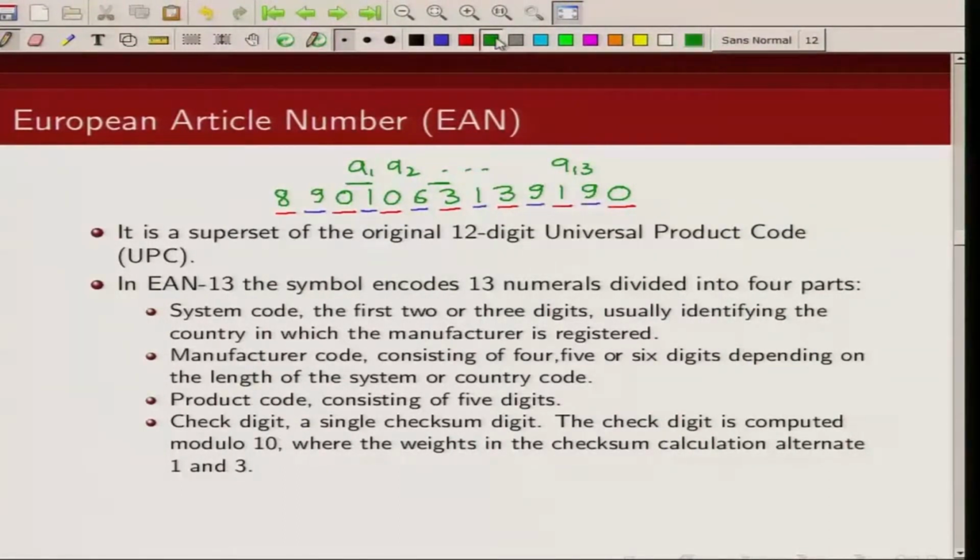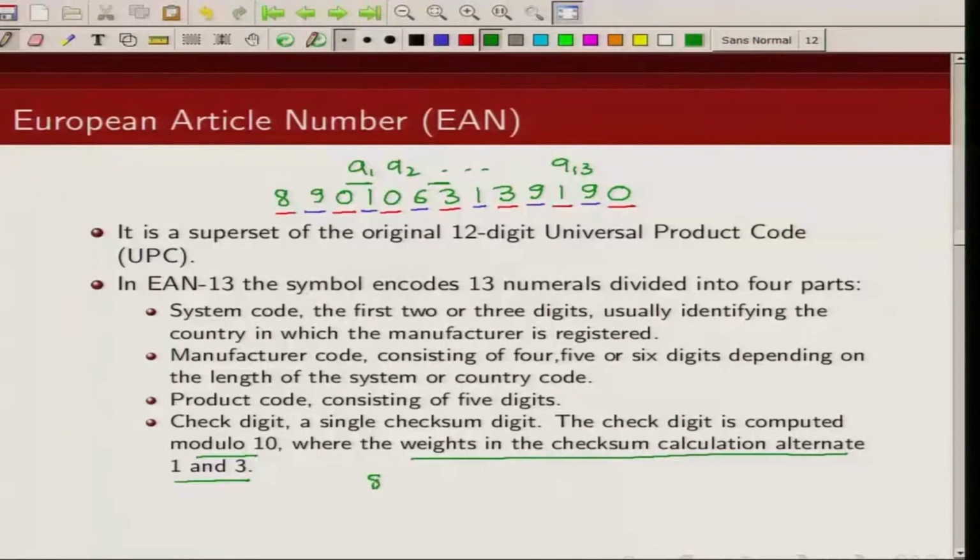Okay, so let us add up. So again, the check bit is computed modulo 10, where the weights in the checksum calculation alternate between 1 and 3. So what do I mean by that? Every bit in the odd location I multiply by 1, and every bit in the even location I multiply by 3. So let me first add up the numbers in the odd location.